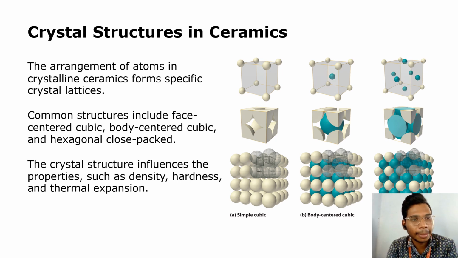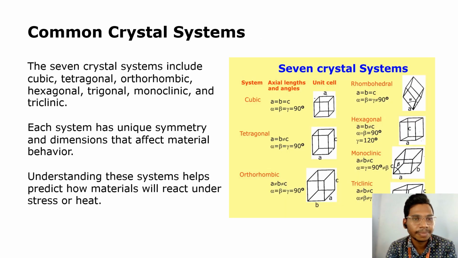Crystalline structure in ceramics. The arrangement of atoms in a crystalline ceramic forms specific crystal structures. Common structures include face-centered cubic, body-centered cubic, and hexagonal close-packed structures. The crystal structure influences properties such as density, hardness, and thermal expansion. Other structures are simple cubic and body-centered cubic.